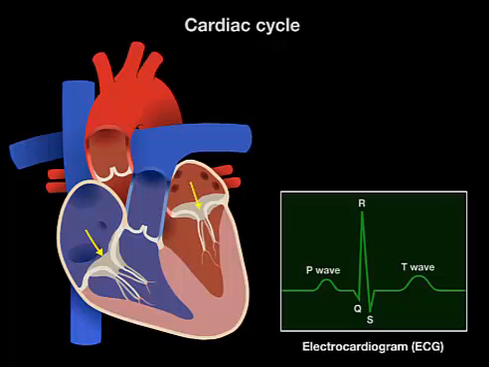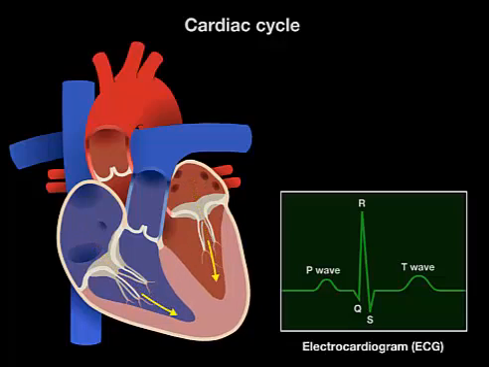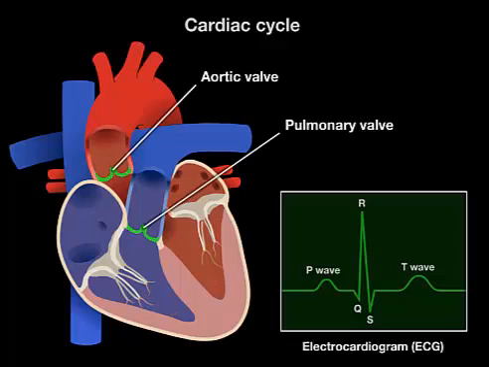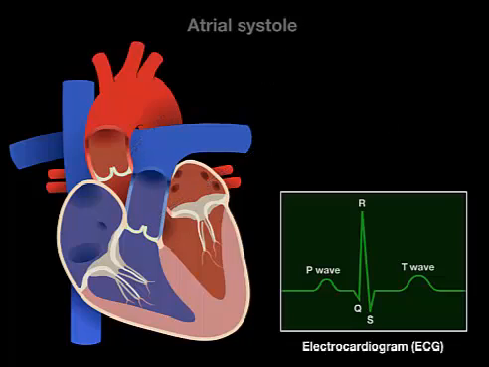This allows blood to begin to flow into the ventricles from the atria. At the same time, the pulmonary and aortic valves are closed, preventing blood in the pulmonary trunk and aorta from entering the ventricles. Ventricular filling is completed by atrial systole, or contraction.